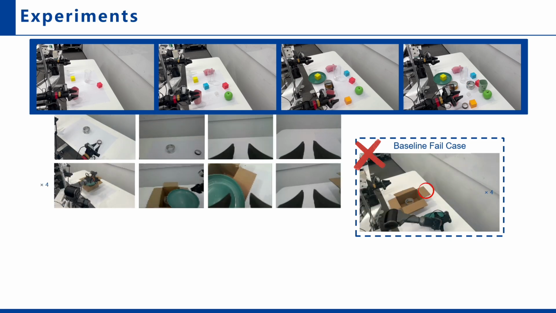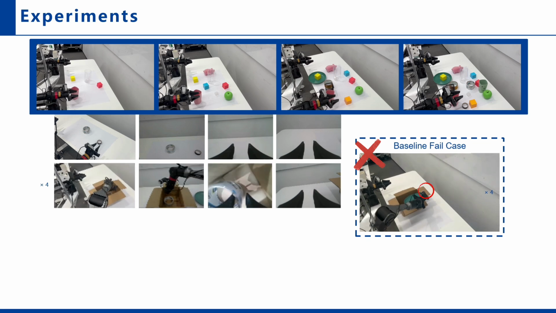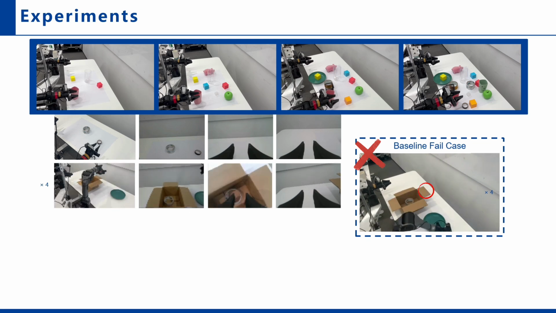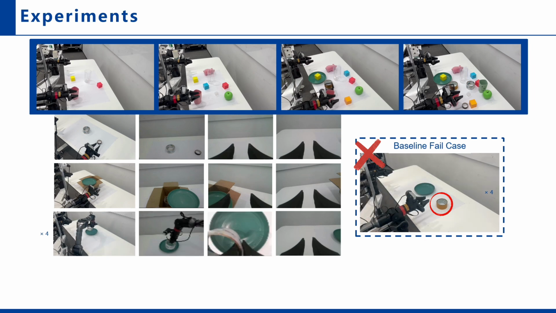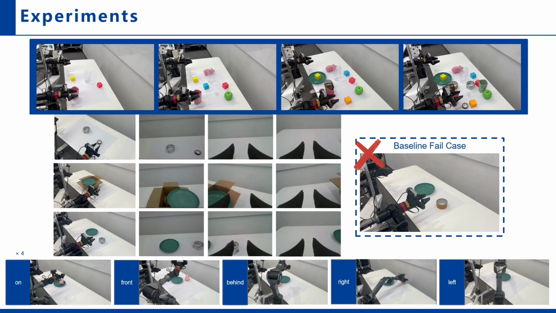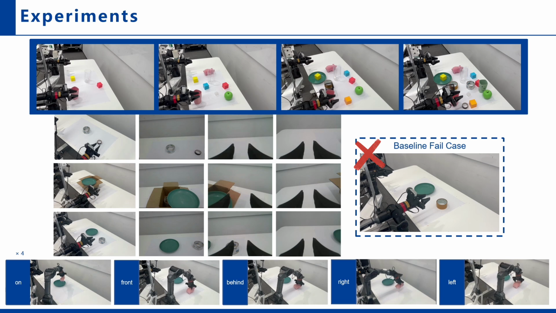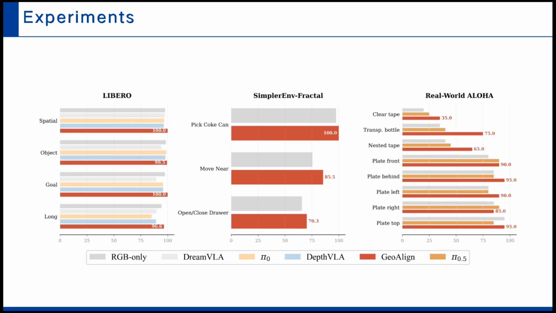Third, it retrieves clear tape from a box partially covered by a plate, where the graspable region is partly occluded. The baseline struggles under occlusion. Then, we include an out-of-domain pickup example, where GeoAlign still performs well. Finally, it places objects around a plate, testing front, behind, left, right, and on top relations with only 10 training trajectories per relation task. Overall, GeoAlign reports 99.0% on Libero, 85.3% on Fractal, and 78.8% on real-world Aloha, compared with 65.0% for the real-world RGB-only baseline.